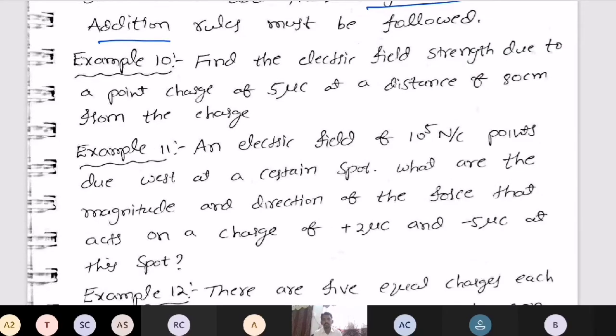See, like find the electric field strength due to a point charge at a distance. Direct question. What is the formula? K Q by R square. Q given, R given. But here micro is 10 power minus 6, centimeter is 10 power minus 2. Conversion is most important. Without converting, if you do it, then you will get the wrong answer.